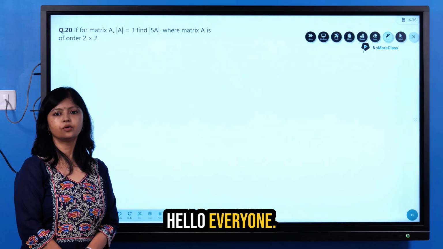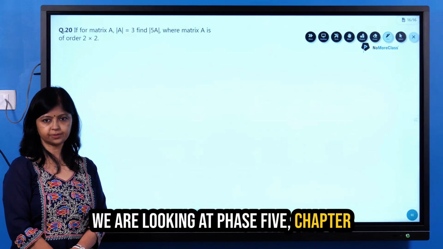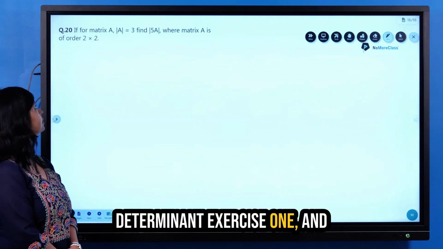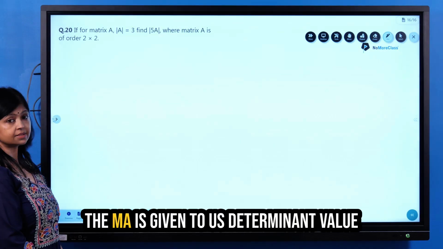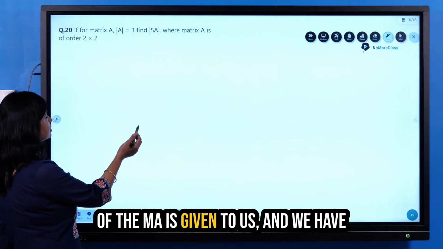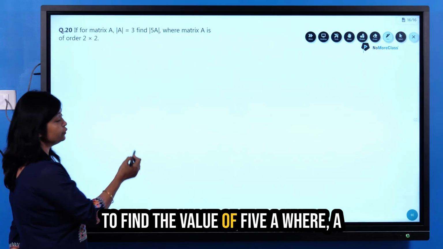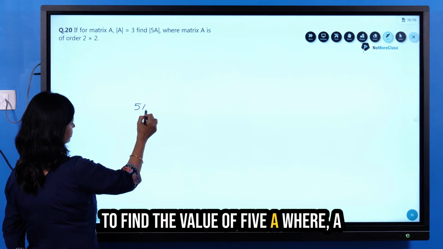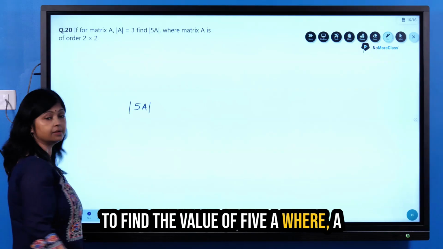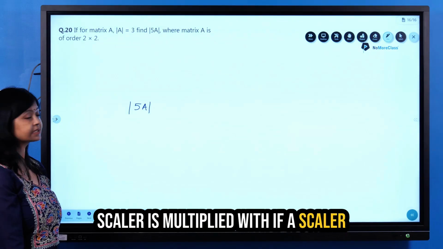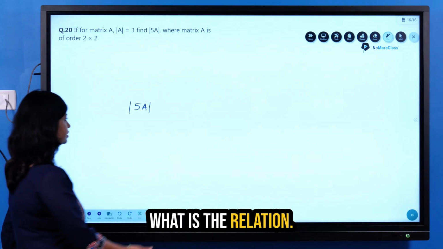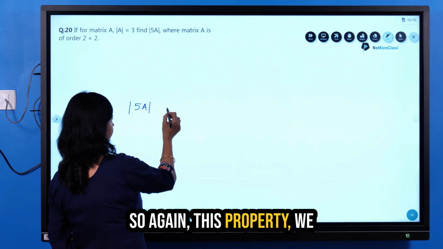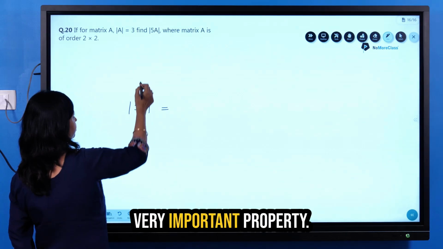Hello everyone. We are looking at phase 5, chapter determinant, exercise 1, and we are at question number 20. The matrix is given to us, the determinant value of the matrix is given to us, and we have to find the value of 5A. If a scalar gets multiplied with the matrix, then what is the relation for the determinant value? So again, this property we have to recall, this is a very important property.